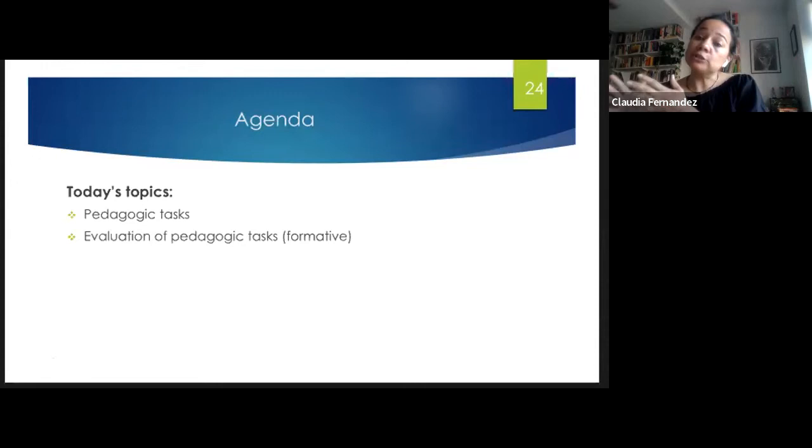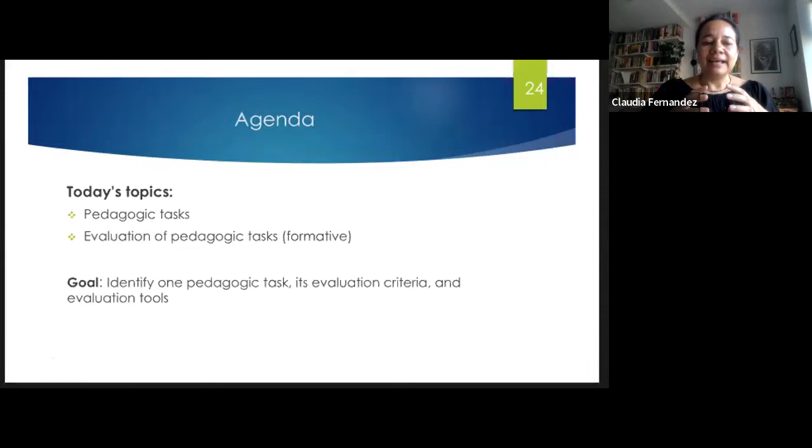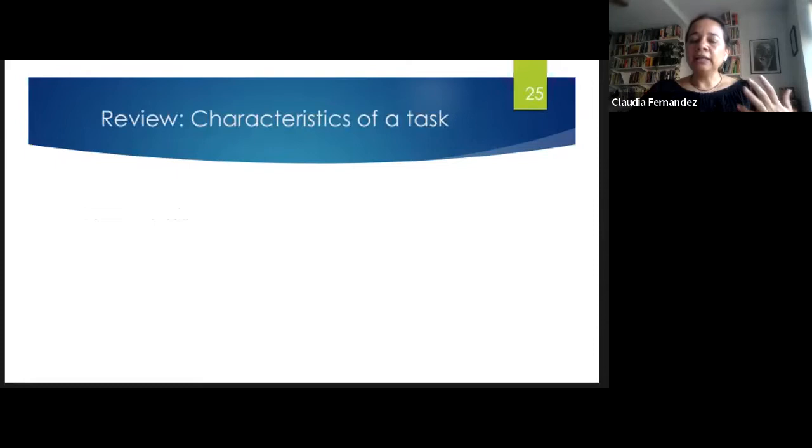And hopefully we can identify one pedagogic task for your class, for a target task that maybe you already thought about. And what criteria you might use to evaluate students' progress according to this pedagogic task, and what tools you would use. So there are three things that hopefully we can do today. If you start thinking about it, maybe the goal is too ambitious to have a very well prepared and structured pedagogic task and its evaluation, but at least if you start thinking about it, it would be a good start. So let's see what we have. Let's just have a review. And if you have any questions, let me know.